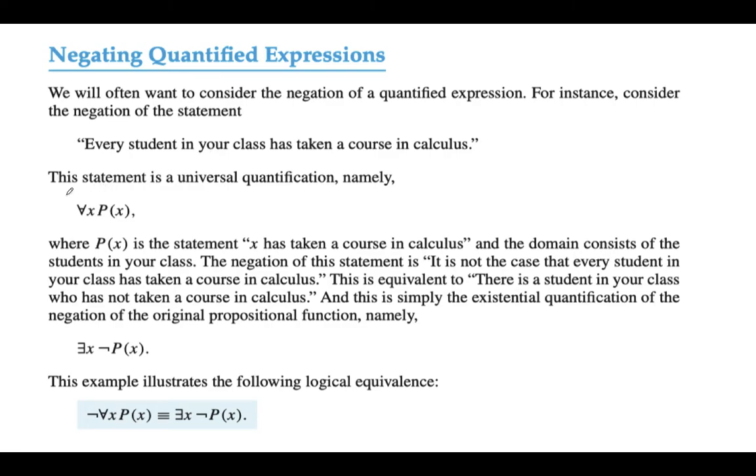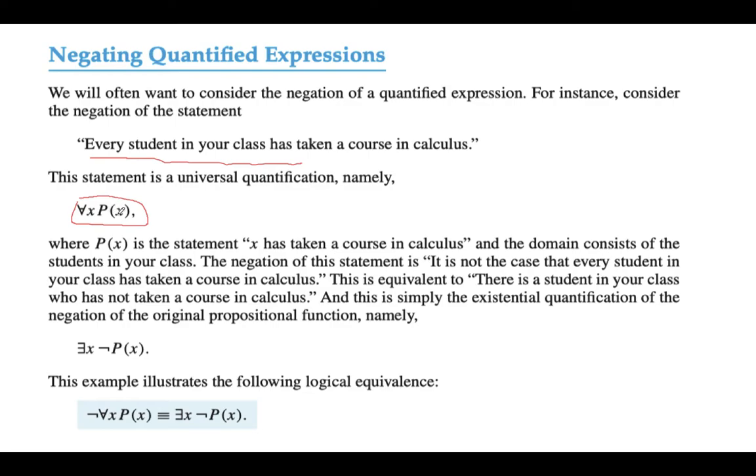If we write the statement, basically this is for all x p of x. If you write it in the universal quantifier notation, every student in your class has taken a course in calculus. So we say for all x, where x denotes a student in your class.